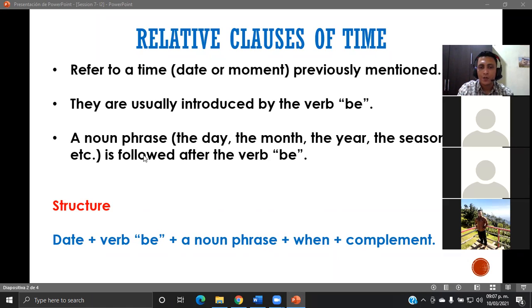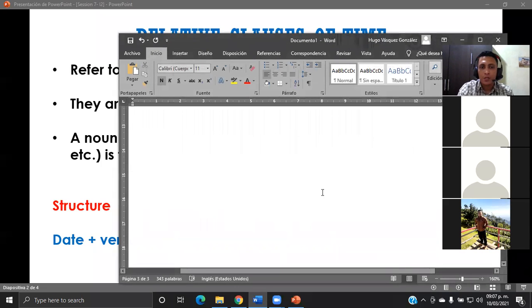A noun phrase is a compound noun. We can have different forms in this case. For example, the day, the month, the year. That is a noun phrase, a compound noun, and it goes after the verb be. That is the way we use relative clauses of time. And we use a specific linking word, a connector. And what is that? The connector that we use is when, because when expresses time.